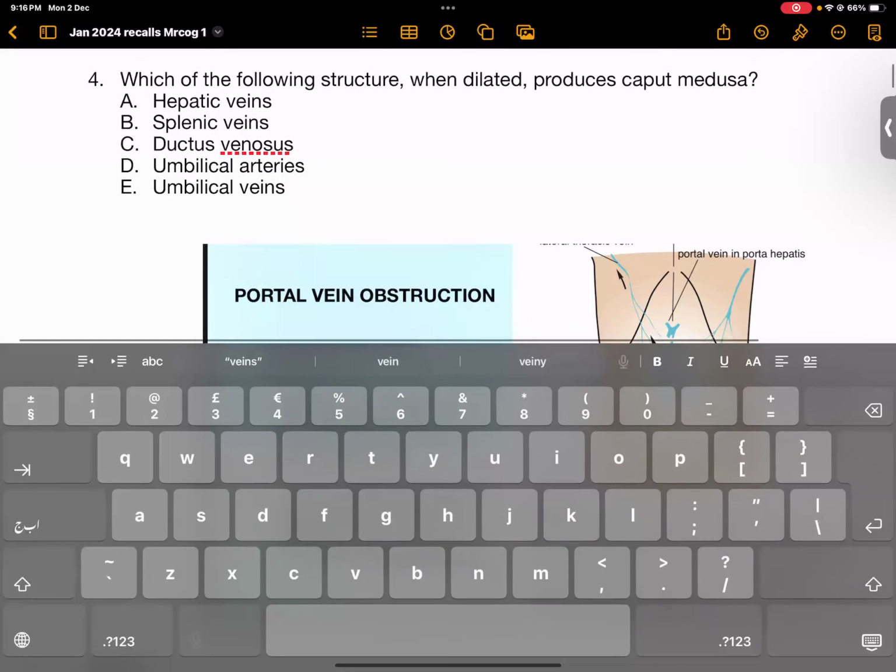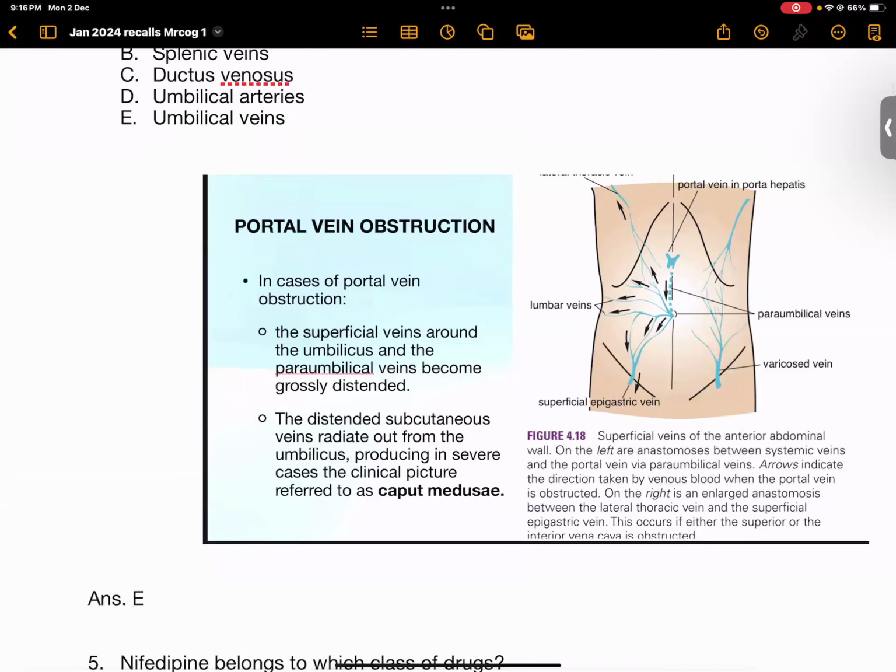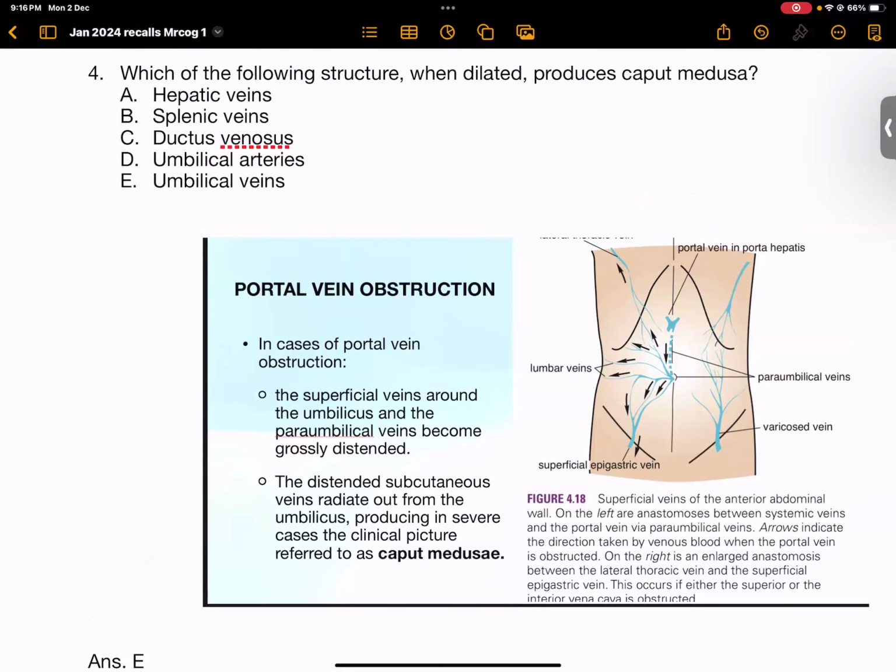In portal venous obstruction, the superficial veins around the umbilicus and the paraumbilical veins are grossly distended. Among the options — hepatic, splenic, ductus venosus, umbilical arteries, and umbilical veins — umbilical veins are correct, because these distended subcutaneous veins radiate out from the umbilicus and produce the clinical picture called caput medusae.